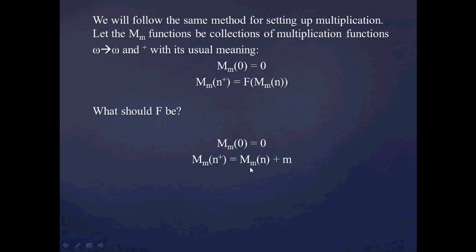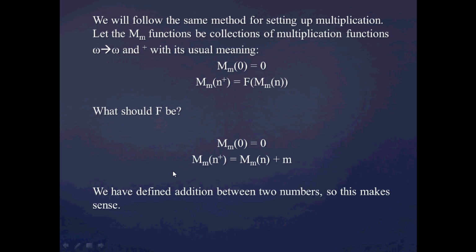Alright, so this is going to be the definition for multiplication by m. And again, this makes sense because we know what this symbol means. We've already defined addition. So now we can start to define multiplication in terms of addition. So let's now prove that the computations are going to make sense.